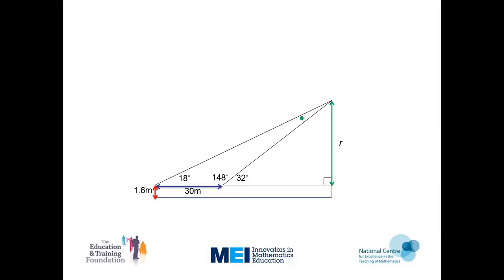Now I could also find the third angle up here, this green one, because I've got a triangle and the angles in a triangle add up to 180. So if I add my 18 and 148 and take away from 180, I'll get that third angle is 14 degrees. So let's put that in.